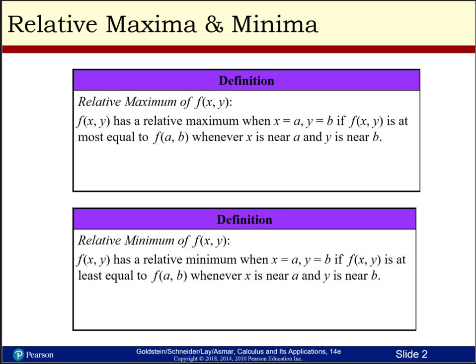The function f(x,y) has a relative minimum when x equals a, y equals b, if f(x,y) is at least equal to f(a,b) whenever x is near a and y is near b.